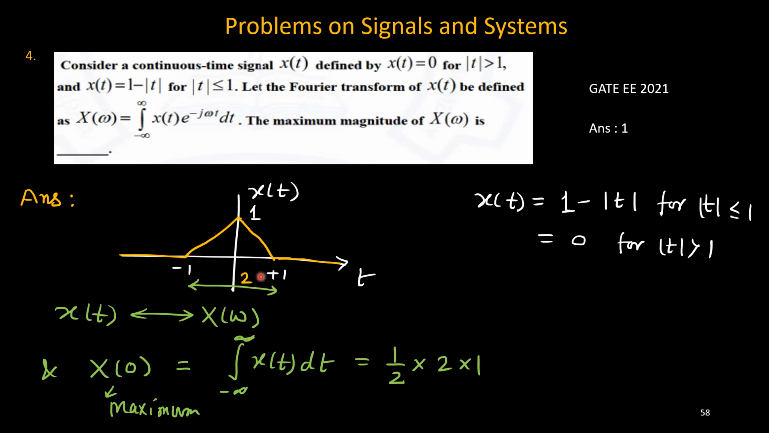So this width is 2, height is 1. So area of this triangle is half into base into height, half into 2 into 1. Okay, so if you simplify, you will get 1. So its maximum magnitude will be 1. Very simple.